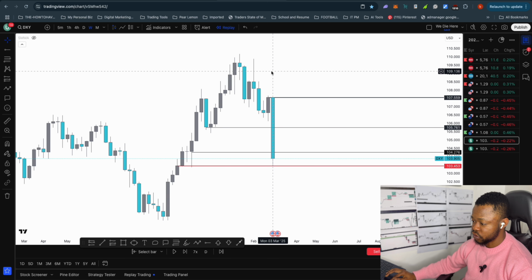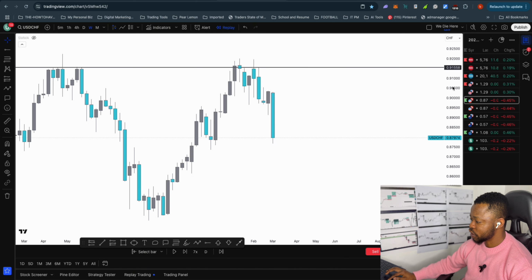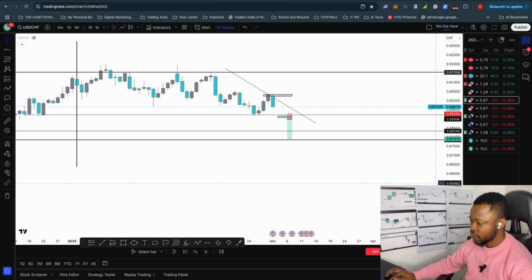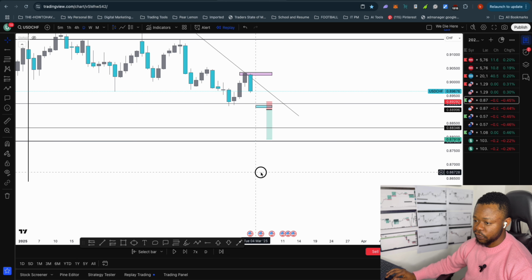So let's go on the bigger candle. You can see how much bearish we are on the dollar. So back to USDCHF. Looking at that situation, I came onto the daily charts.